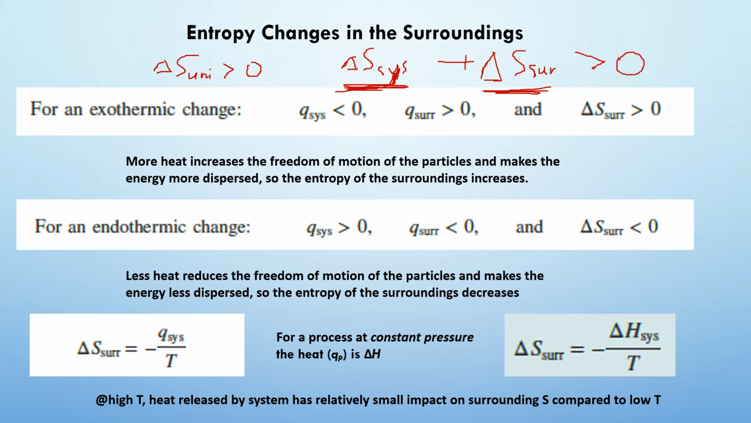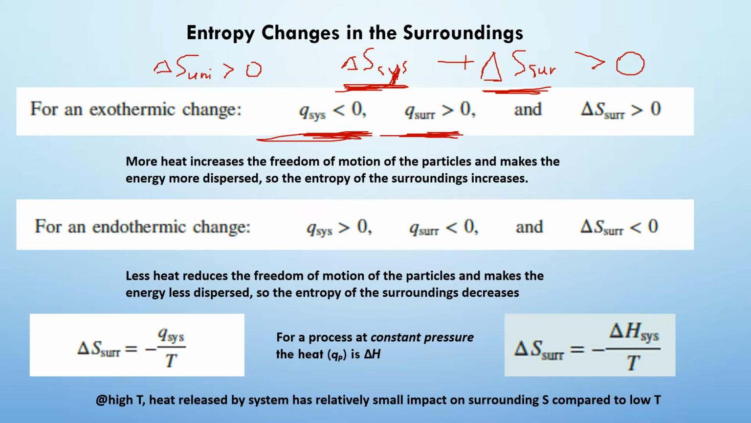Say you have an isothermal reaction. Isothermal reaction means that heat is released from the system to the surroundings. So for the system you're losing heat, so the sign of Q is less than 0. But the surroundings absorb heat, so Q is greater than 0.